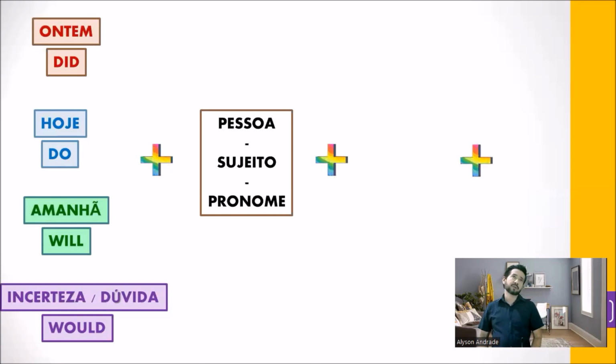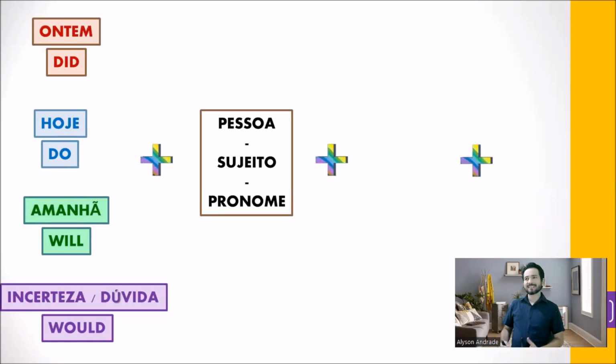Because when you ask questions, normally we do questions for people, right? Or at least we have a subject. So we have to use a person, a subject, or a pronoun. Person and subject are almost the same thing. They indicate the action of the sentence.